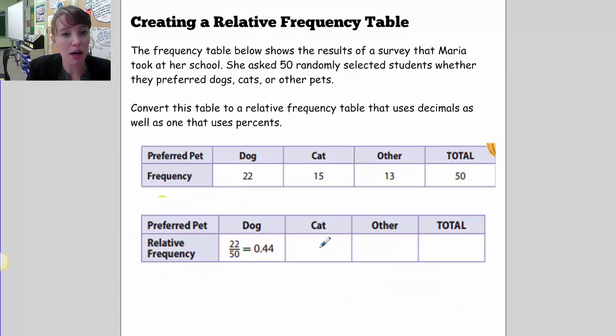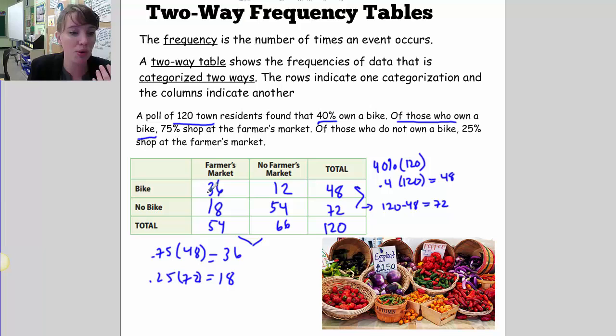Okay, another thing that we do with these two-way tables is we create relative frequencies. A frequency is where we write down the number of times something occurred. A relative frequency means that we look at, out of the total, how often it is occurring. If I just said 36 people owned a bike and went to the farmer's market, and I didn't tell you the total, that doesn't give you a very good understanding of the percentage of people overall who both own a bike and go to the farmer's market.